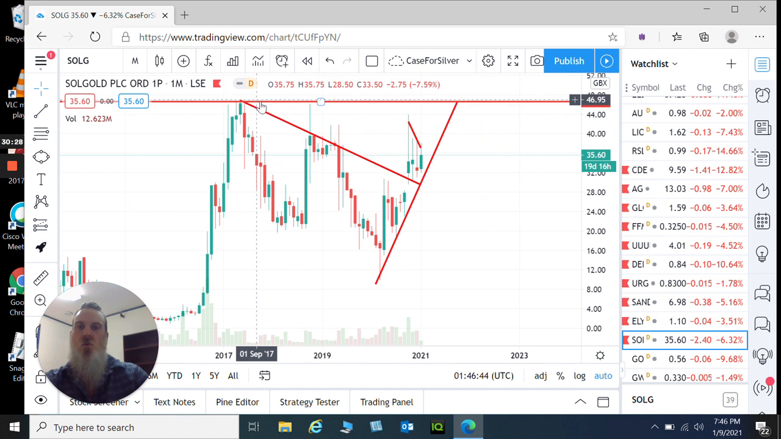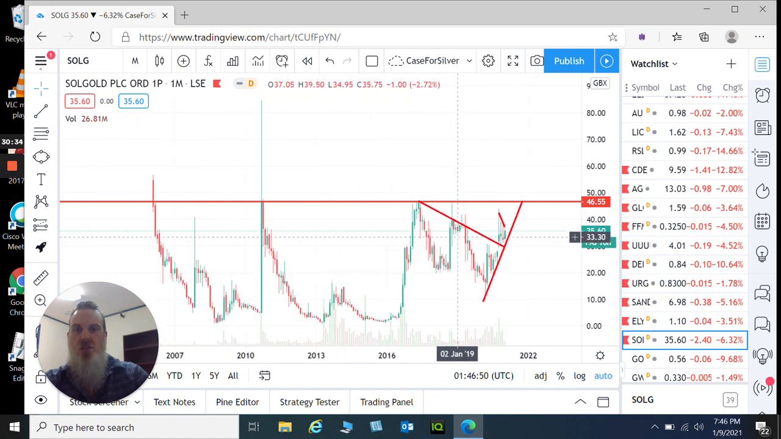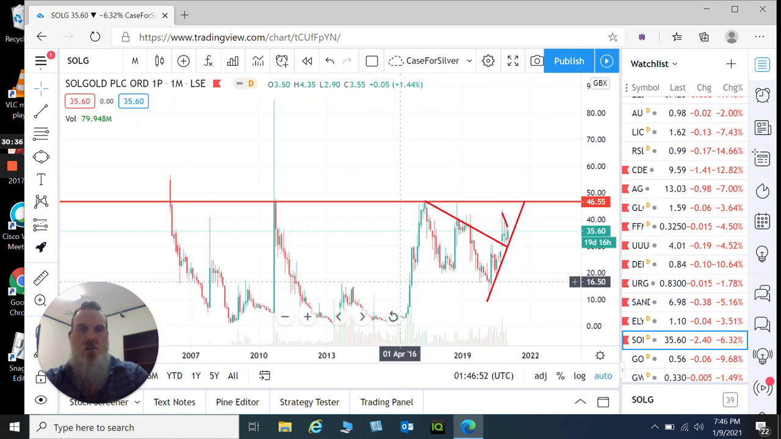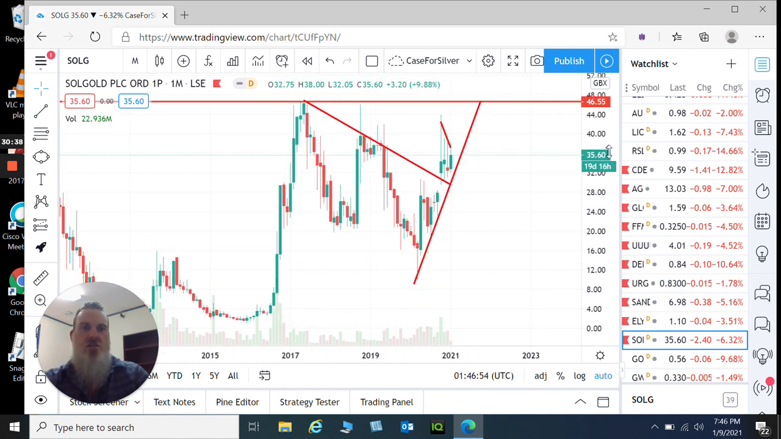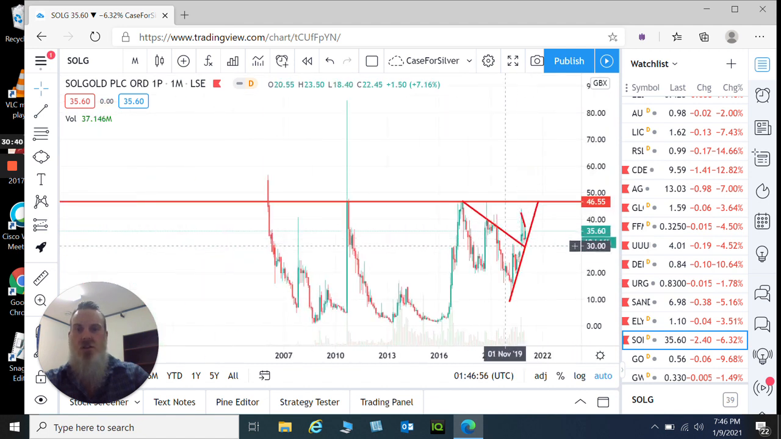Okay, we broke out of this. This was resistance, resistance, resistance. We broke out. We're in this nice little spot here. Good place to add, yeah, potentially, right? And the funny thing is, this thing's at 35 bucks, right? It's not a penny stock, right?